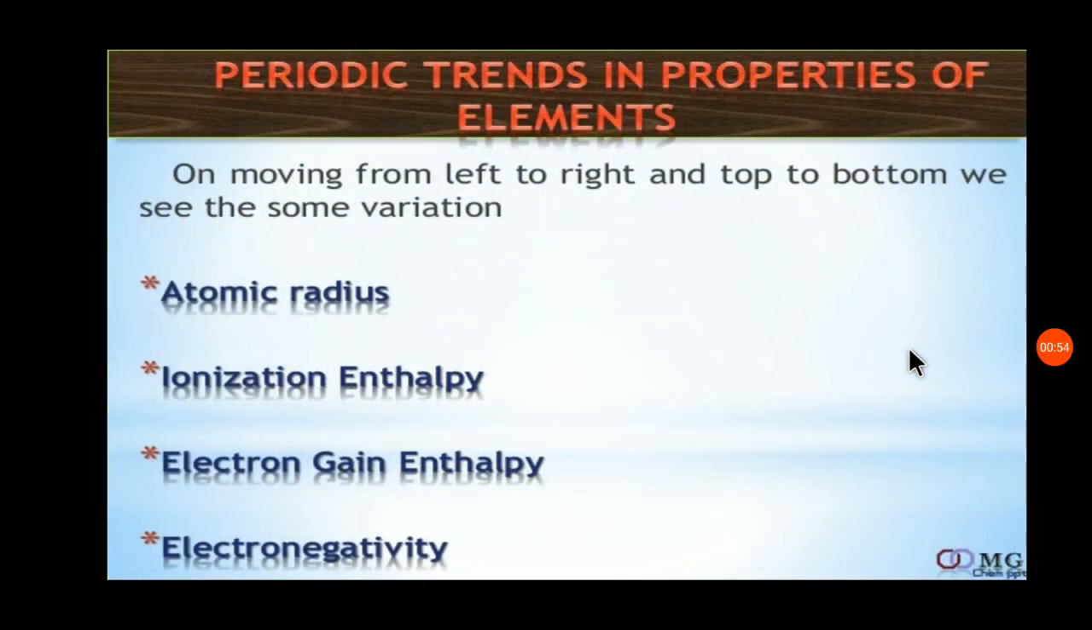Next, let us go to periodic trends in properties of elements. On moving from left to right and top to bottom, we see some variation in periodic properties, and some of the properties are briefly reviewed. The first one is atomic radius, the second one is ionization enthalpy, the third one is electron gain enthalpy, and the last one is electronegativity. Next, atomic radius.